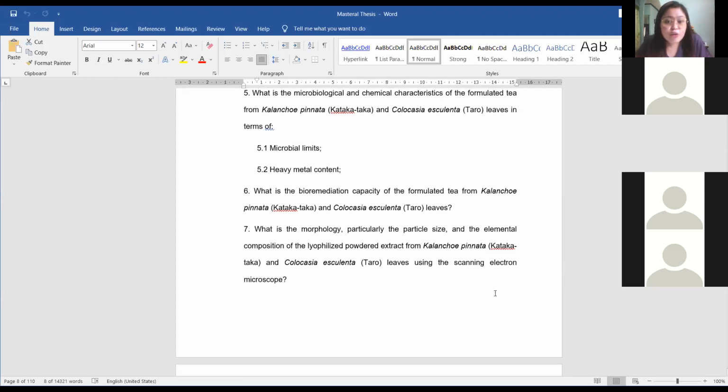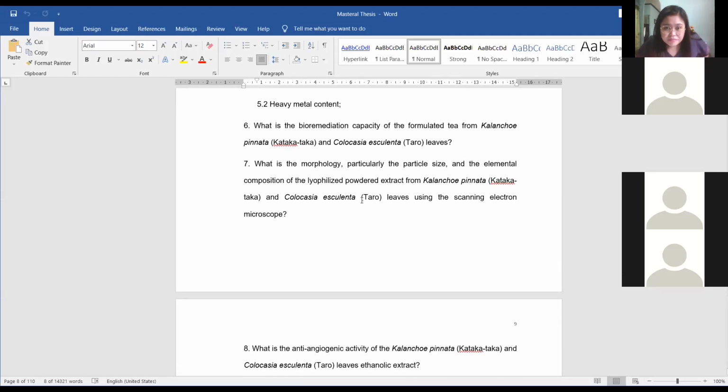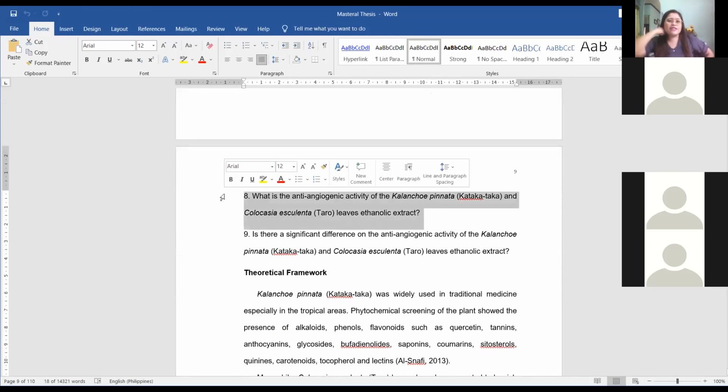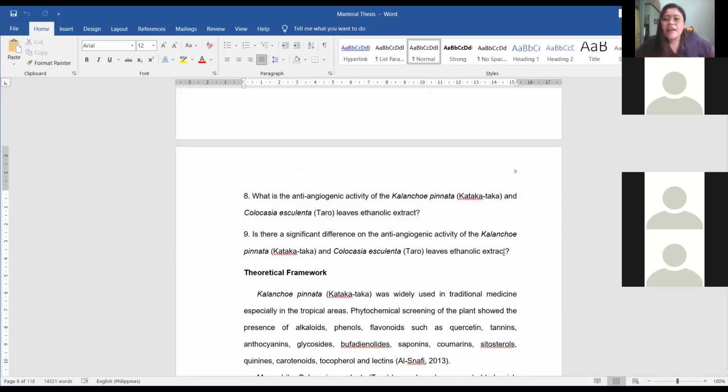And then, before I asked what is the bioremediation capacity, I also determined the morphology, particle size, and elemental composition of my plants using scanning electron microscope. I asked these questions, class, before I reached what is the anti-angiogenic activity of my plant. And then I have there number 9, a long question, no? It took me a long time to finish.